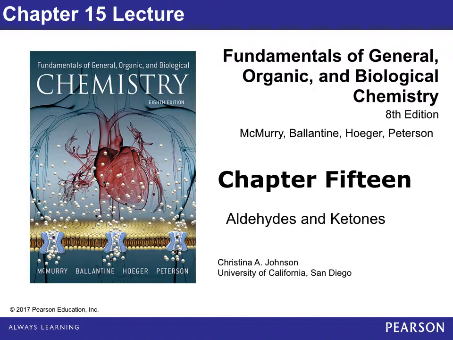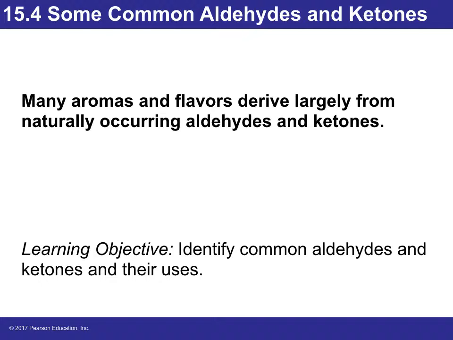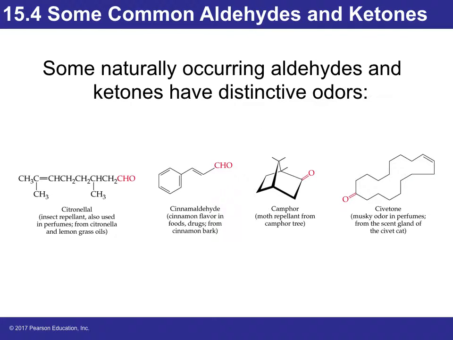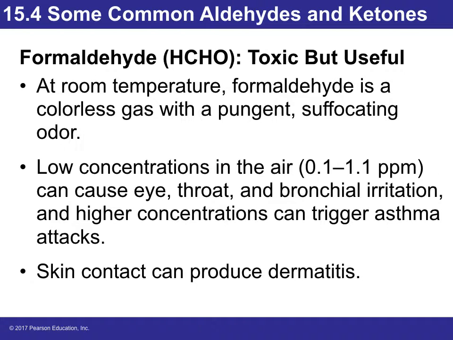Second and last part for chapter 15, just a highlight on what is very important. Just understand some of the properties. Many aromas and flavors actually come largely from aldehydes and ketones that exist naturally. Some examples right here: citronella, cinnamaldehyde, camphor, or civetone, which is the one that gives the musky odor in perfumes, the one we find in the scent gland of the civet cat.